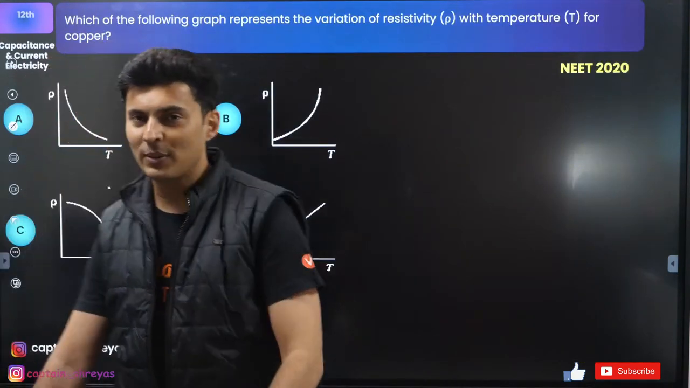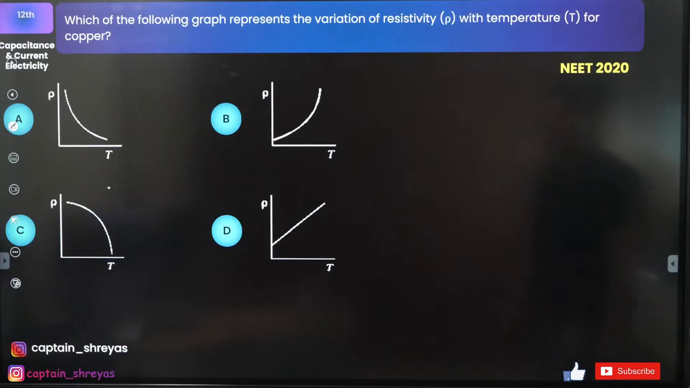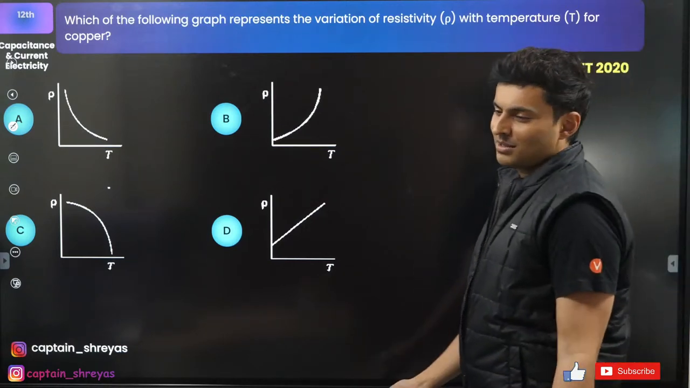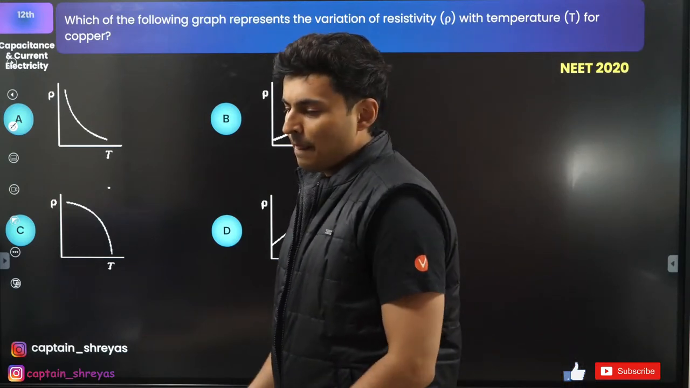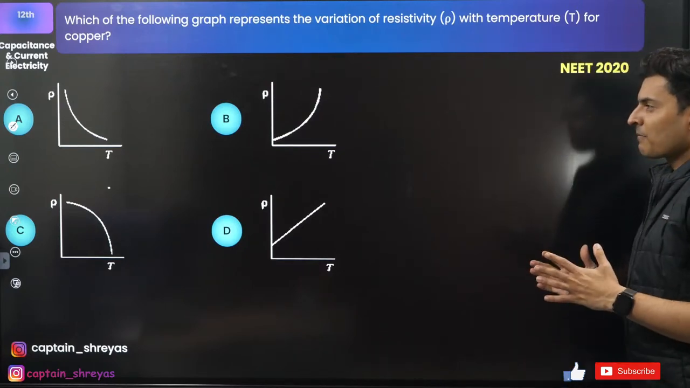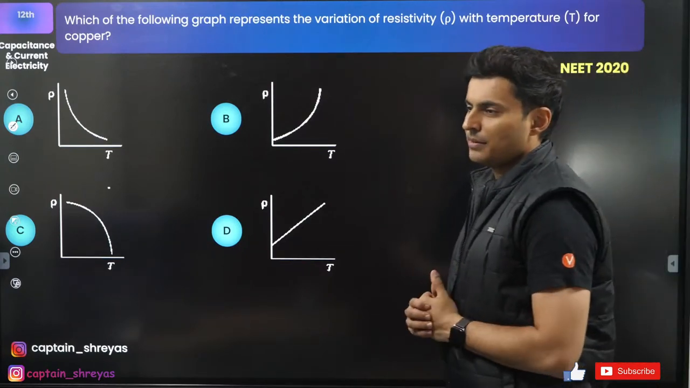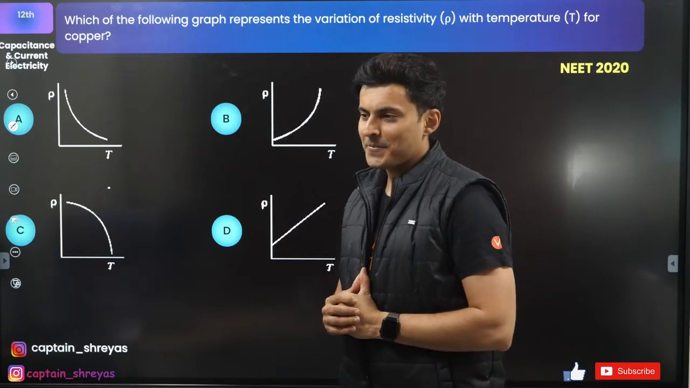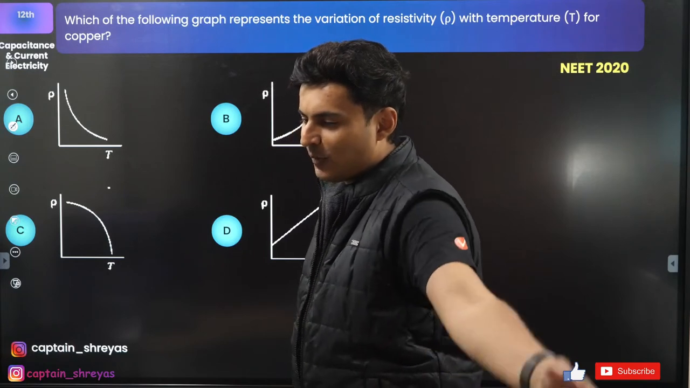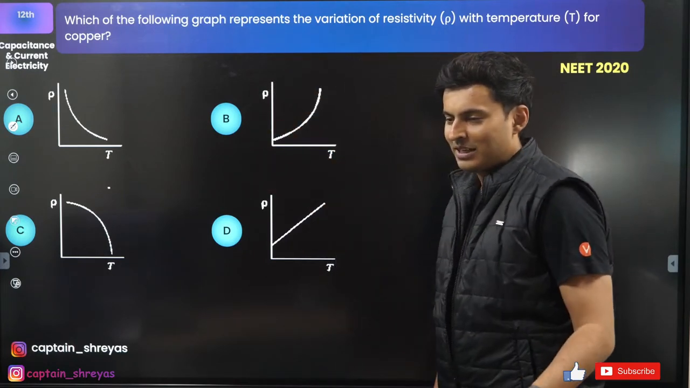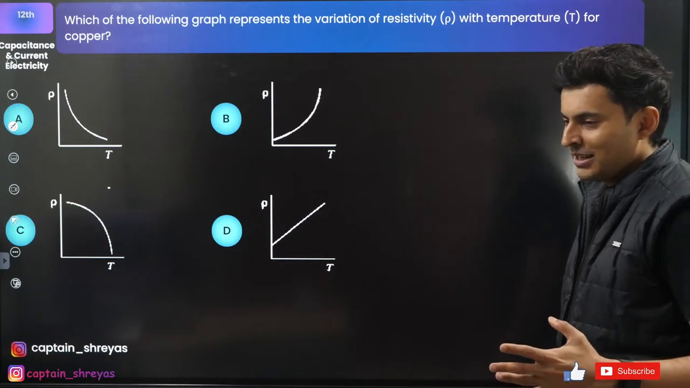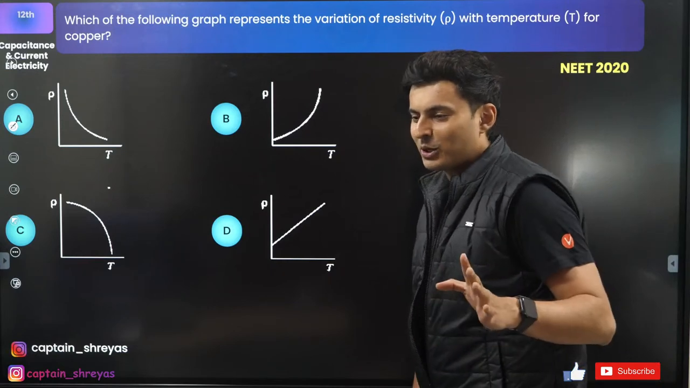Let's see if we can solve this NEET 2020 question. Which of the following graphs represents the variation of resistivity with temperature for copper? So basically a conductor. Come on, think about it. What do you think is the correct graph shown for resistivity with temperature? Okay, Piyush saying B, Anu saying A, Prem saying D. Interesting, we have variations in the answers. Libita saying B, Nishan saying B, Sampath saying B. Priya Kumari also saying B, Acharita saying B. Okay, many of you are going with B now.